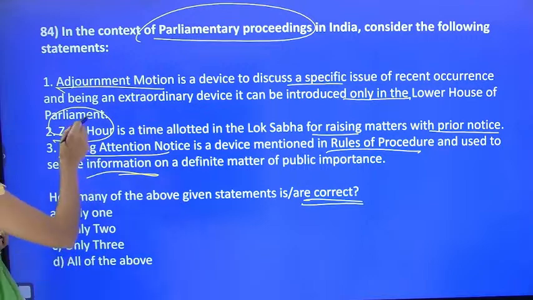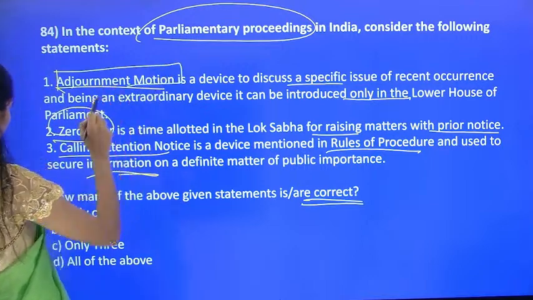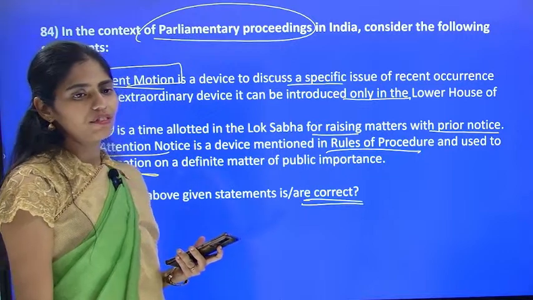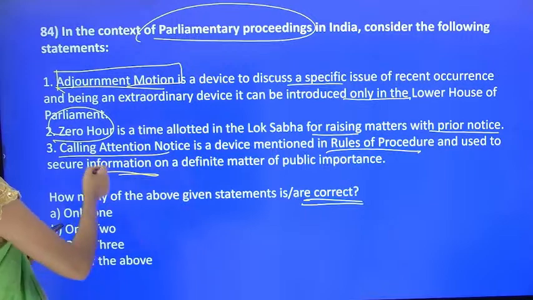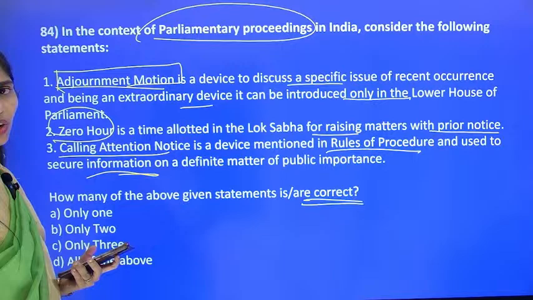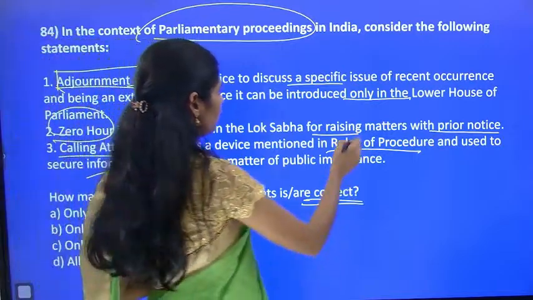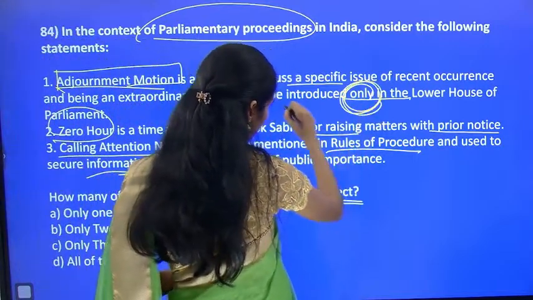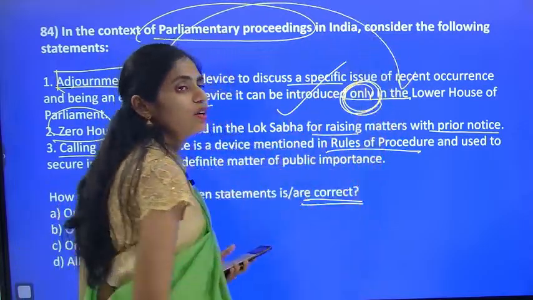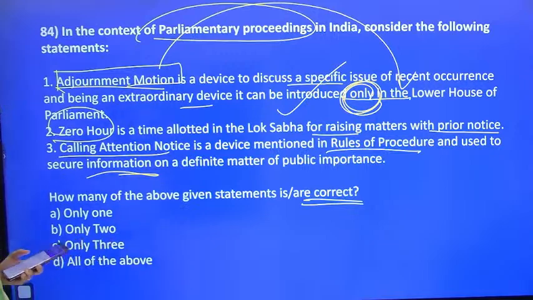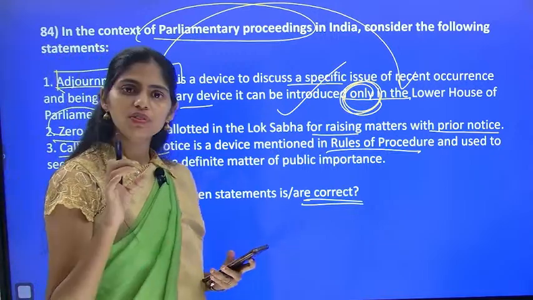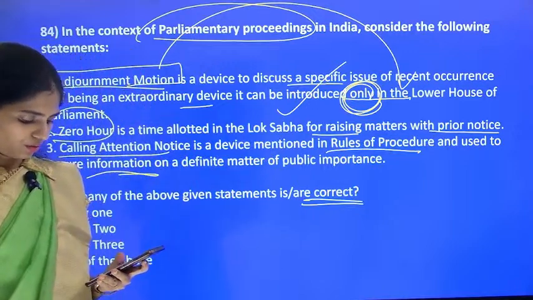Okay, here, this is adjournment motion. Adjournment motion is a device to discuss a specific issue of recent occurrence, and being an extraordinary device, it can be introduced only in the lower house, that is Lok Sabha. So even though there is the word only, this statement is correct, because adjournment motion is introduced only in Lok Sabha but not in Rajya Sabha. In this way, there are some exceptions. You have to focus on exceptions from this polity point of view.